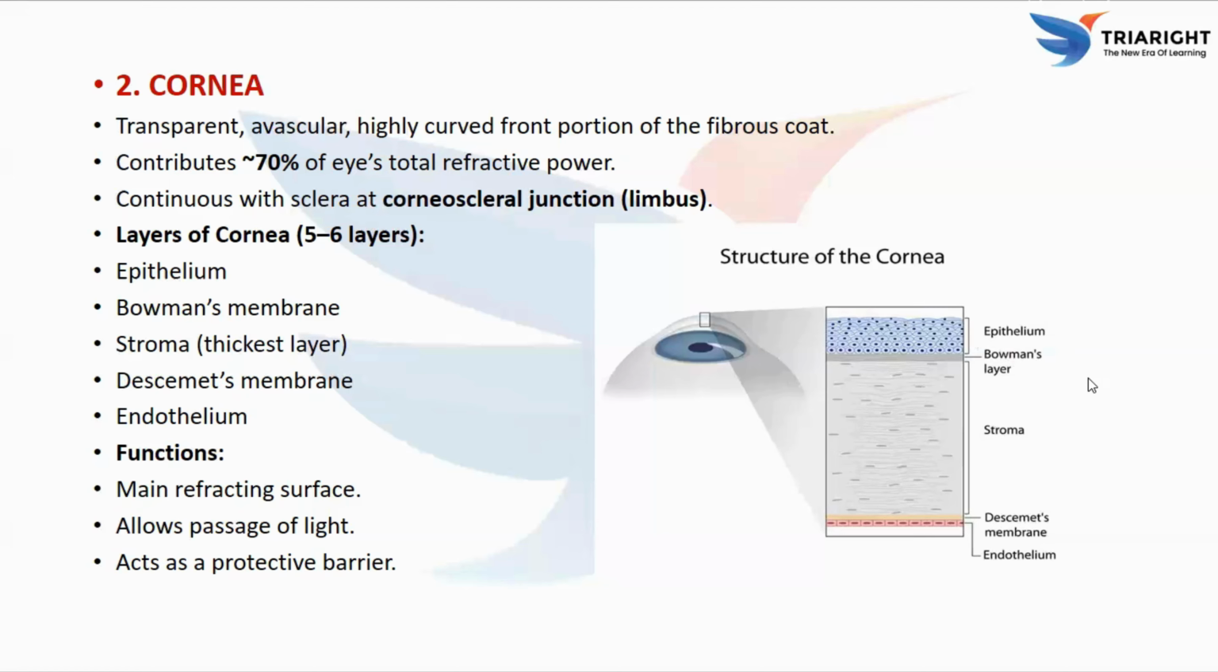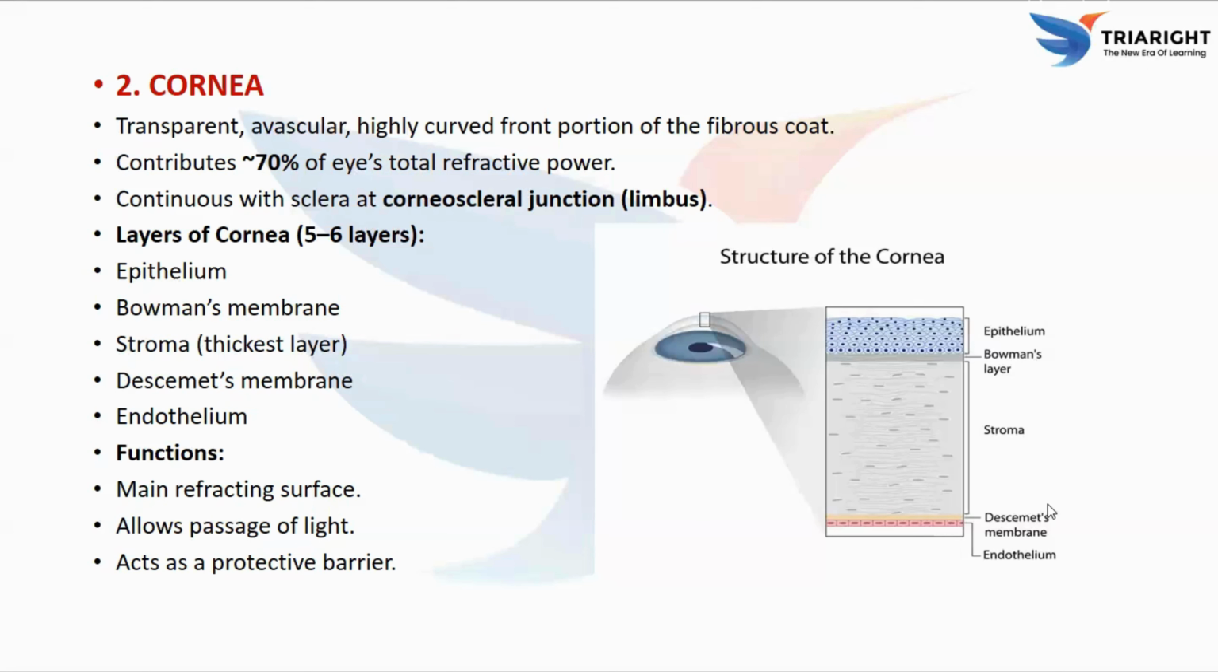So next to Bowman's layer, there is the stroma, which is the 3rd layer. This is the thickest layer, which covers 90% of the corneal thickness. So this is made up of regularly arranged collagen fibers. So this perfect arrangement is what gives the cornea its transparency. So any swelling or collagen disruption in this stroma part gives a loss of clarity.